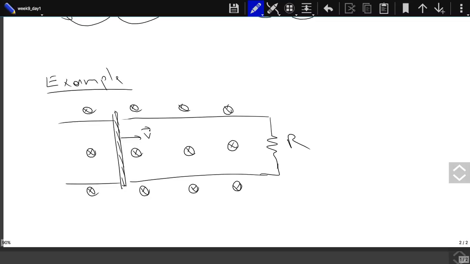V cross B is upward. The force will be downward. So the electrons will be pushed downward. So this will be the flow of electrons. So there will be a current running through my system. So they will go along this wire and come back to the other side. Well, you see, this is a battery. This is what the battery does. A battery just takes electrons from one terminal and gives electrons from the other terminal. So this whole system just acts like a battery.